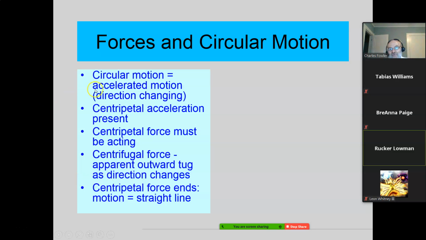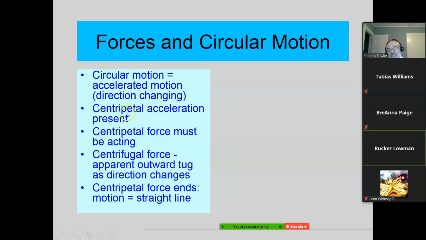Now, circular motion is accelerated motion. Wait a minute, what if you're not changing speed? Is that accelerating? Yes, it is, because if you're moving in a circle along a curve, your direction is always changing. And remember, velocity is a vector quantity. Velocity is changing if you're changing speed or changing direction or changing both. So yes, that's accelerated motion because your direction is changing anytime you move in a curve.